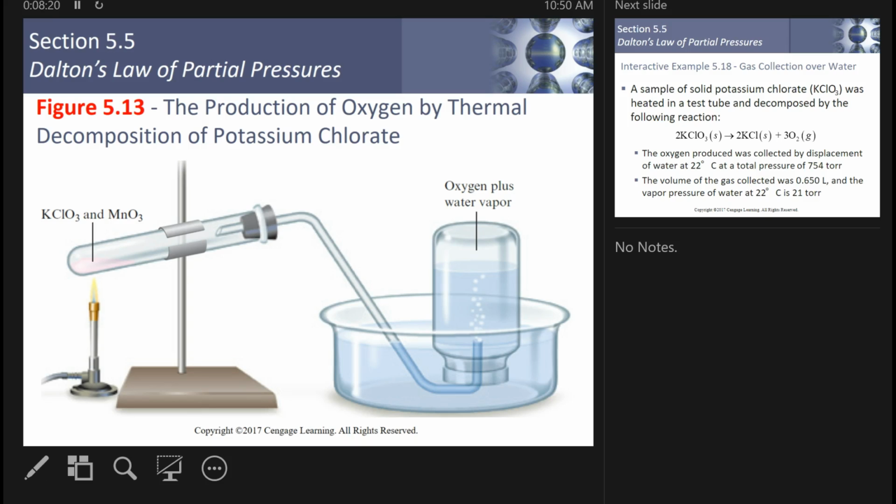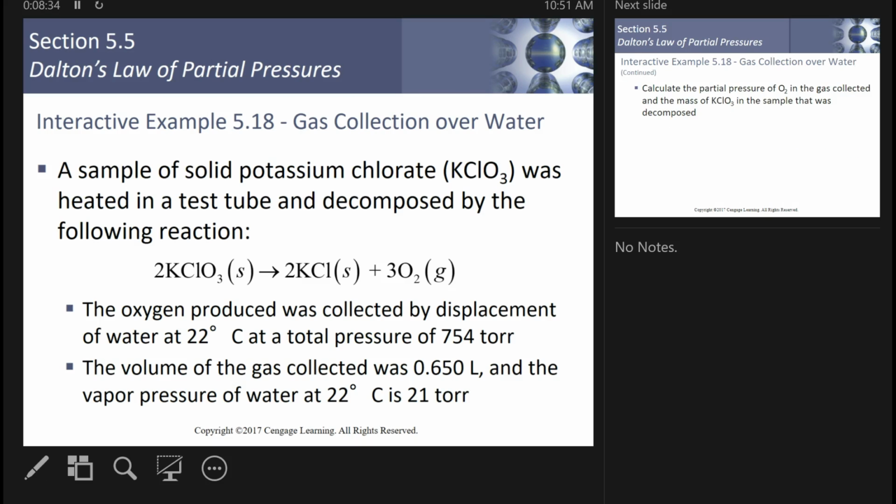Okay. So since you just want the pressure of oxygen, but you have the pressure of the entire system, right? That's not what you want. You want the pressure of oxygen. Okay? So what am I doing with 21 torr? Using it as the pressure of the water. I don't need water vapor. I don't want water vapor. What do I want? Yes. I want the partial pressure of oxygen.